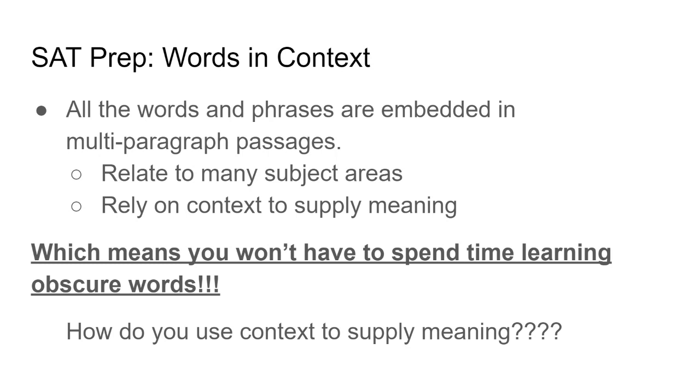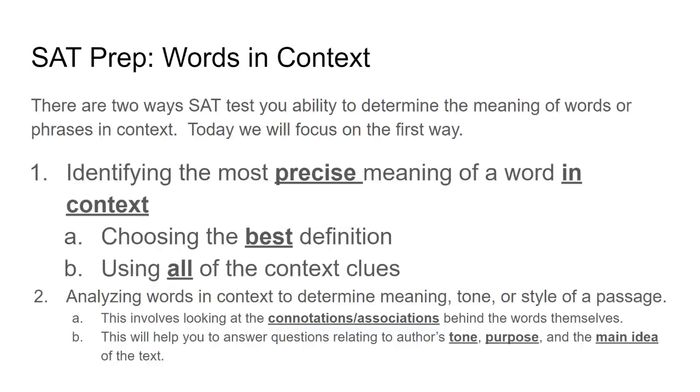with context clues. So ask yourself, how do you use context to supply the meaning? There's two ways that the SAT test uses context and context clues across its test. So today we're going to focus on the first way. The first way is identifying the precise meaning of a word in context. So you are basically choosing the best definition, and it has to do entirely with context clues.